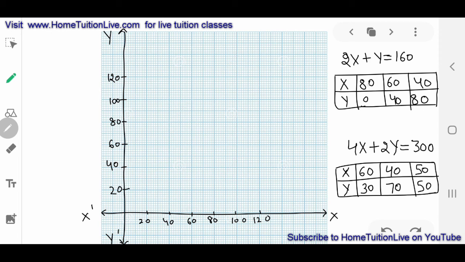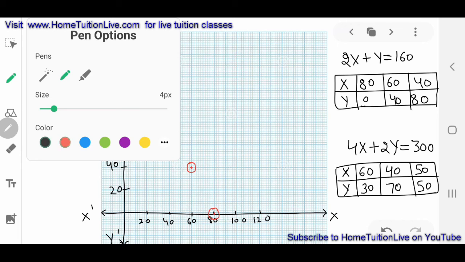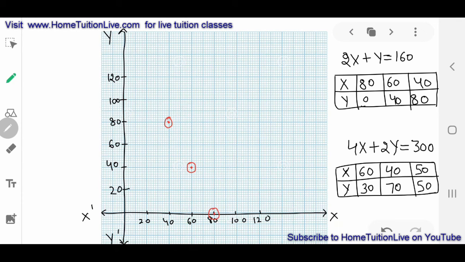So x is 80 and y is 0. If x is 80 and y is 0, the point is here. This is the point. Now x is 60 and y is 40. This is the point. Now x is 40 and y is 80. This is the point. Now join the points. We will get a straight line.